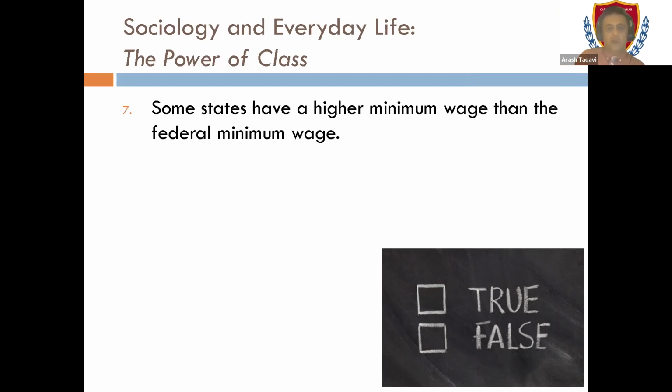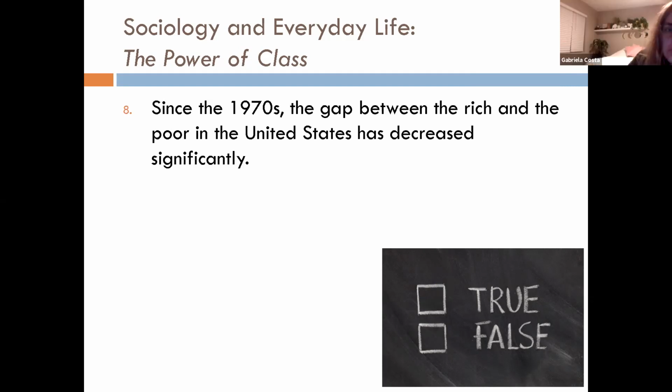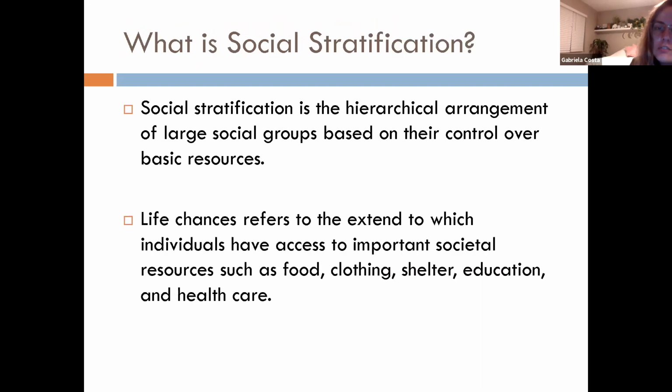Some states have a higher minimum wage than the federal minimum wage. True or false? True. And since the 1970s, the gap between the rich and the poor in the United States has decreased significantly. True or false? False. Not decrease, it is increase. So what is social stratification? Social stratification is the hierarchical arrangement of large social groups based on their control over basic resources. So what are the keywords?